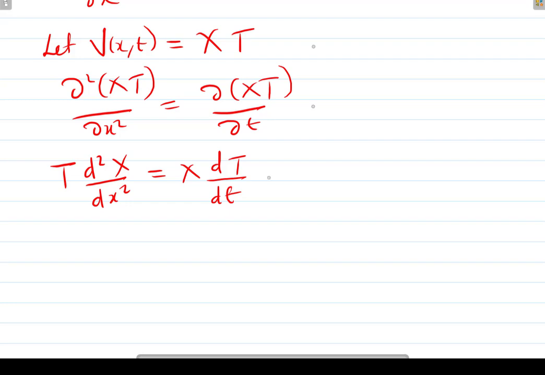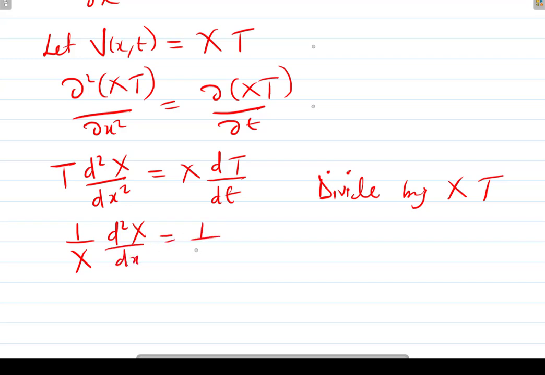Now we divide by capital X and capital T throughout. Once you do that, you're going to have 1 over X times d squared X over dx squared, equals 1 over T times dT over dt. Why are we doing this? We are separating variables, those with x on one side and those with t on the other side. That's why we are doing this.